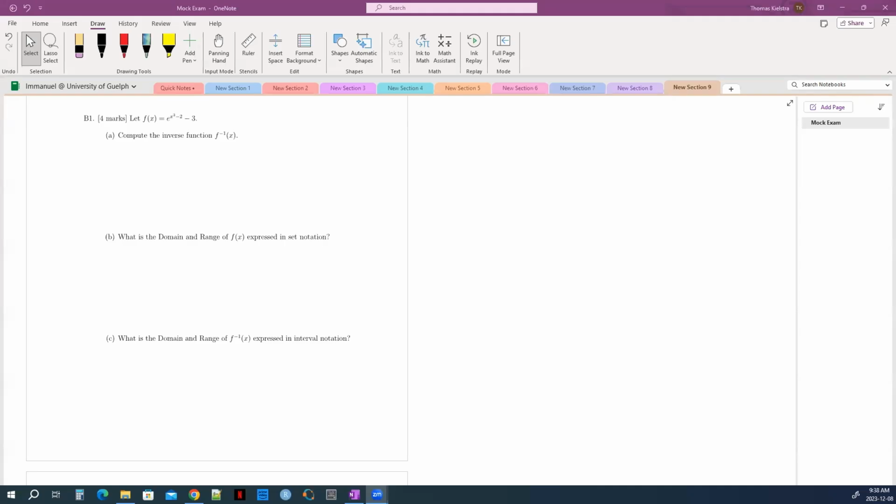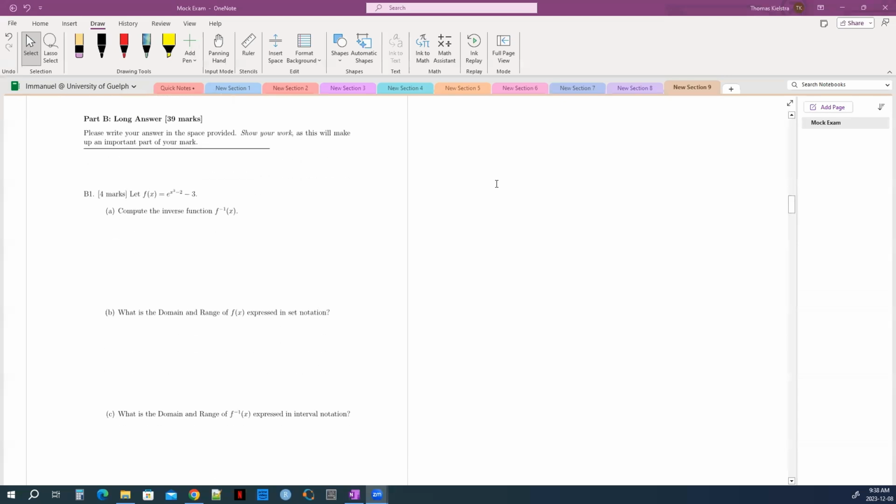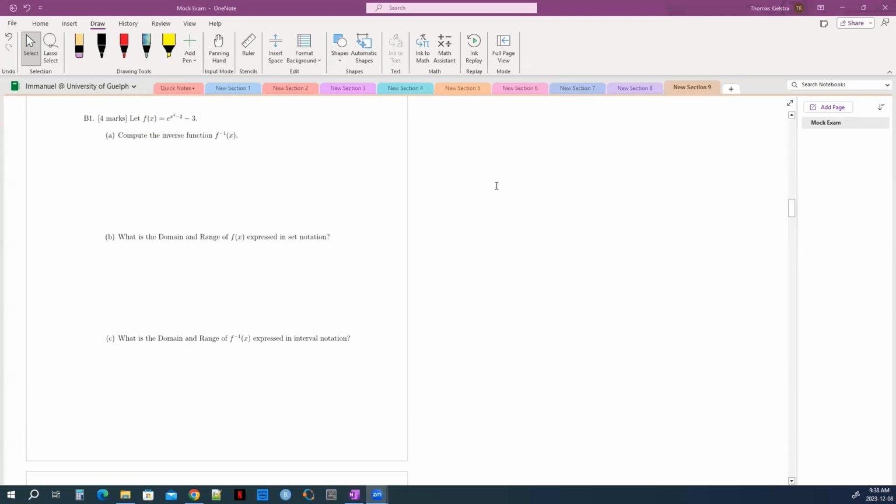So now we're going to look at part B. In part B, we've got our more long answer questions. We're going to start off with this function here, f of x. This question's slightly different than we had before, just because the order is different. So to start off, it says compute the inverse.